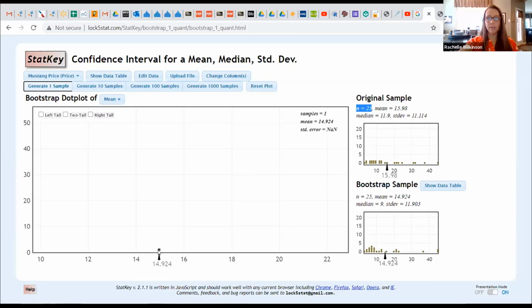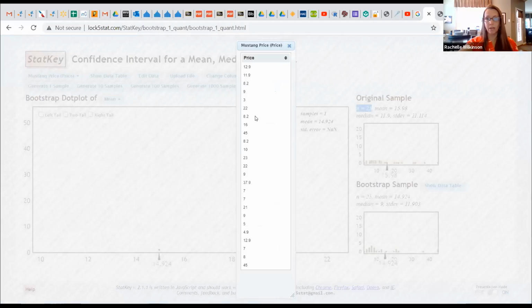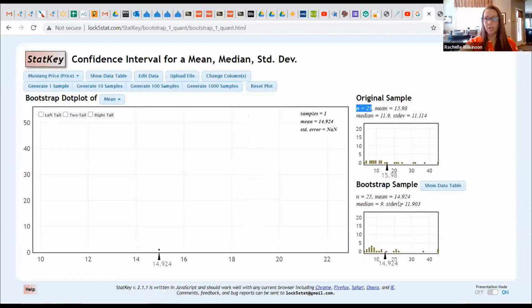So this one dot over here, now you can see the bottom right has something showing up there, means that we took a sample with replacement from our original sample. And if you click the show data box, it'll even show you which values were included in this resample, so this bootstrap sample. It tells you the mean of the bootstrap sample and all that kind of good stuff. It does a nice little graph there.